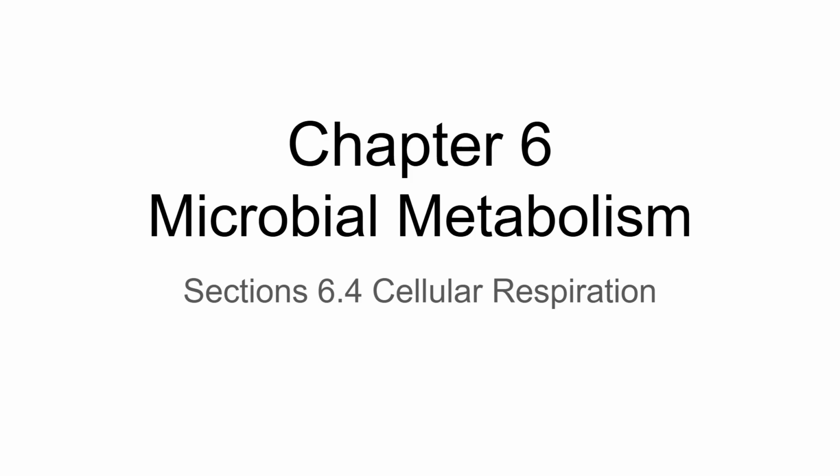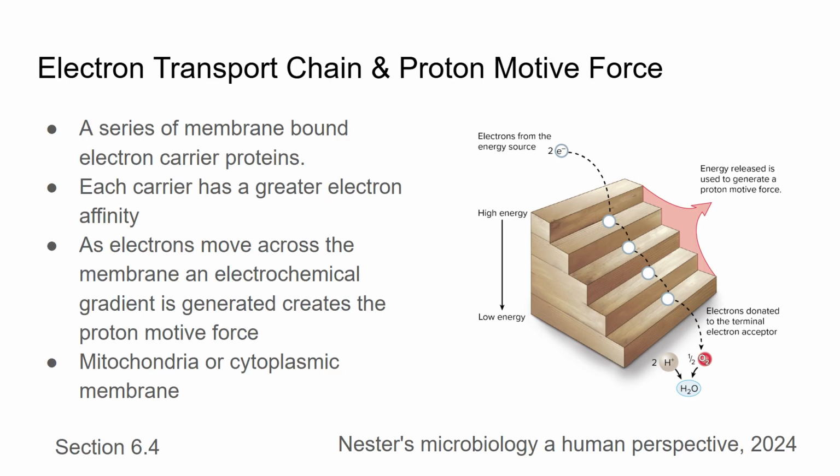Okay, next up is going to be cellular respiration. So cellular respiration starts off with the electron transport chain and creating a proton motive force. So the electron transport chain is a series of membrane-bound electron carrier proteins. Each of these carriers have a greater electronegativity or electron affinity than the last.